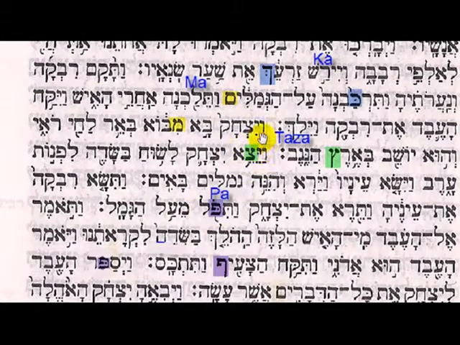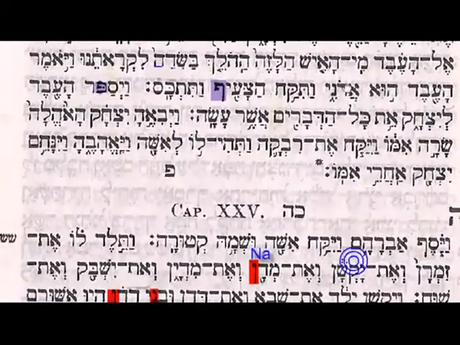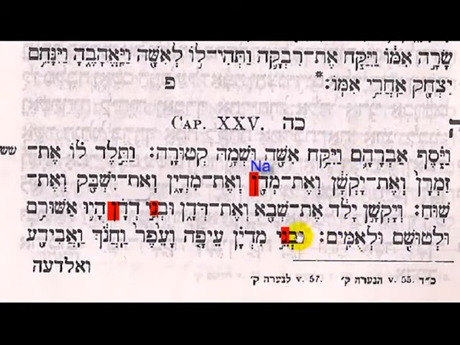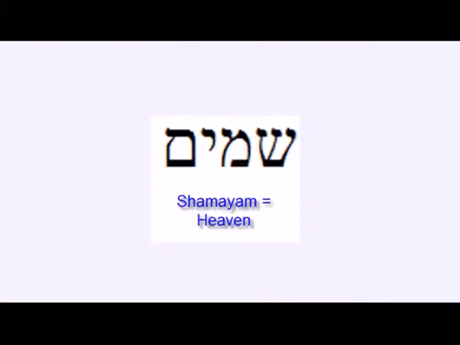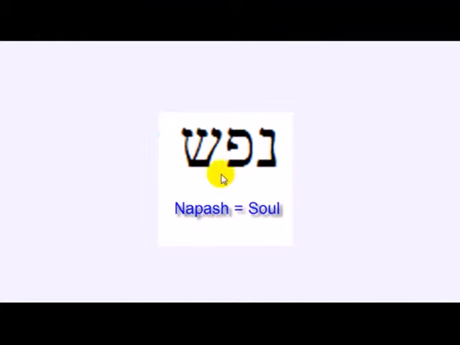Now I'm going to bring this back up. The next one is the na, which I'm going to get down here. This is the regular na, and that's the final na. Regular, final. I'll bring this back up here. You have the word napash, which means soul. Notice the na is at the beginning of the word, so you would use the regular na.